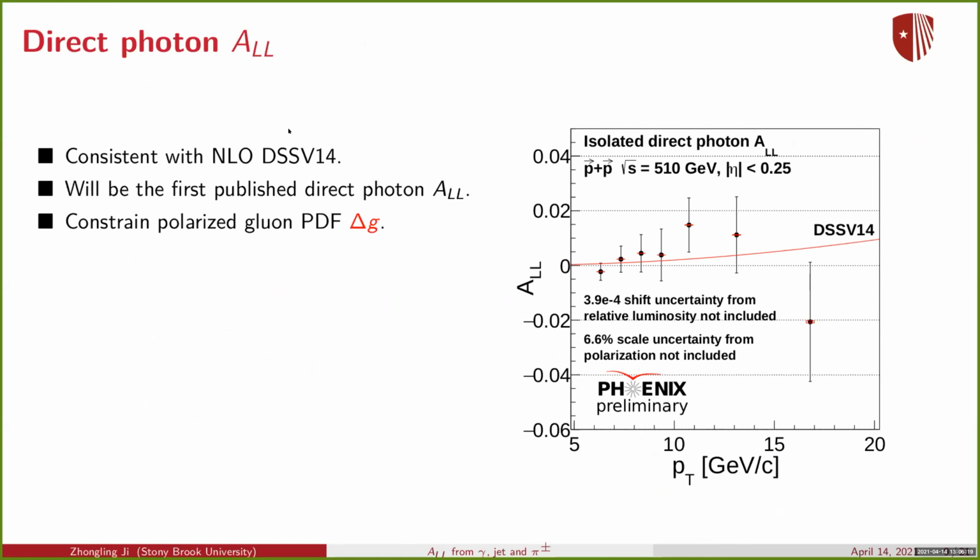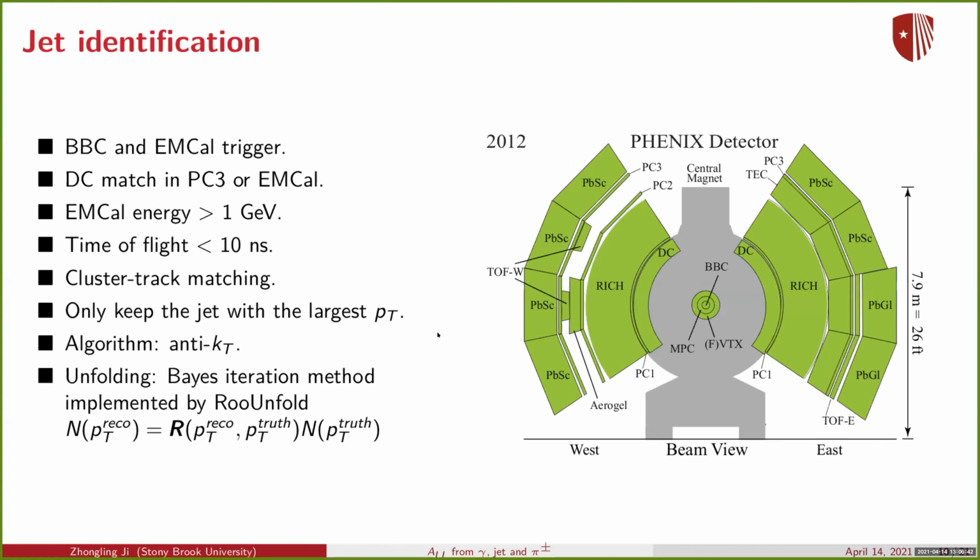For the gluon spin, we need the A_LL, and we can see our data is consistent with the DSSV14 calculation. This will be the first published direct photon A_LL, and it will constrain the polarized gluon PDF delta G. Now I will switch to the jet measurement.